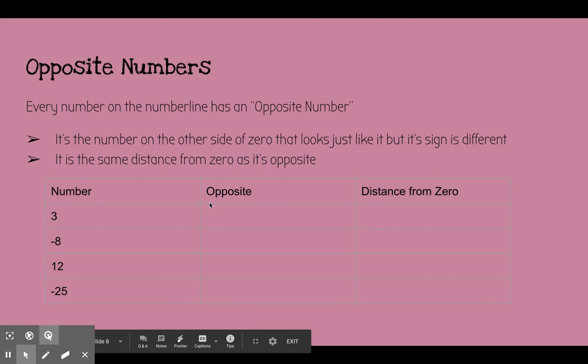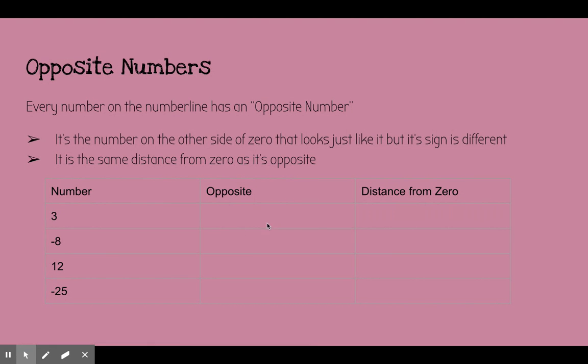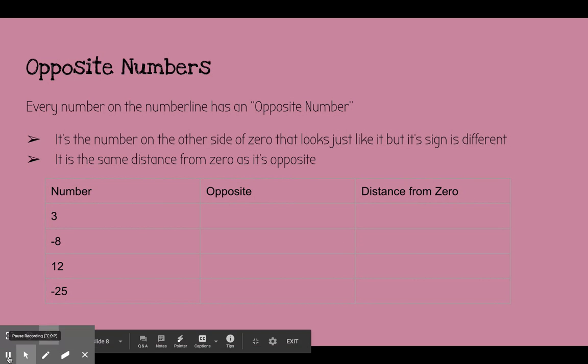So 3, its opposite would be -3. And both numbers are a distance from 0 of 3 spots or 3 jumps or 3 place values. Okay? So distance is always represented in positive numbers. So 3 and -3 are both the same distance from 0. And that would be 3, because again, we always label distance in positive numbers.